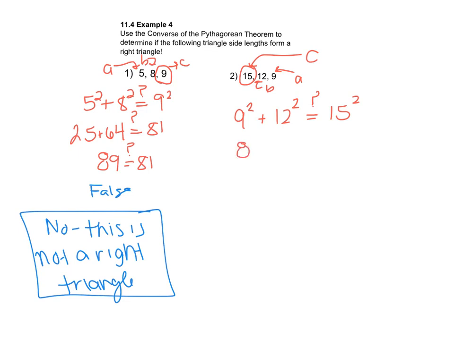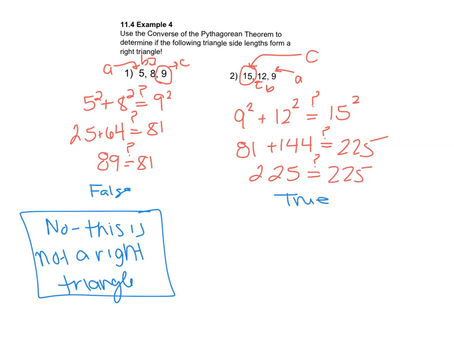9 squared is 81, 12 squared is 144, which would be equal to potentially 225. Well, if I do 81 plus 144, I find that I get 225 is equal to 225. And then I can see that this is a true statement that the Pythagorean theorem does in fact work. So yes, these side lengths do in fact form a right triangle.